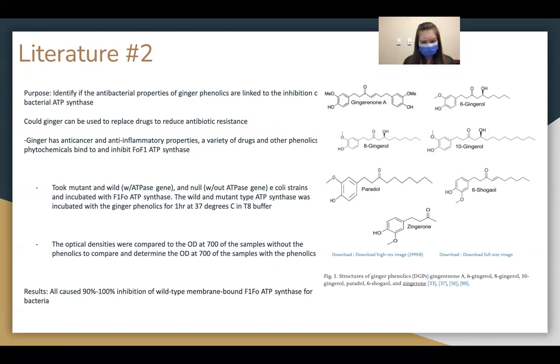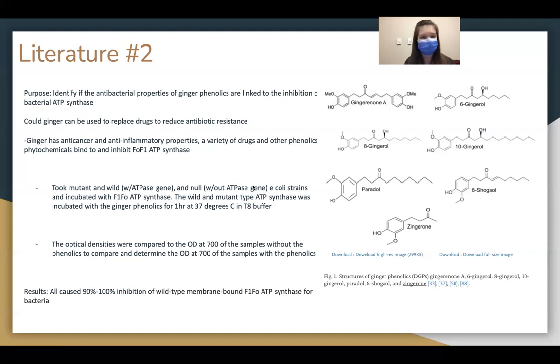to the samples without the phenolics at the optical density 700, and they determined the optical density of 700 of the samples with the phenolics using this. And they overall found that all the wild type membrane bound F1, F0 ATP synthase had a 90 to 100% inhibition for the bacteria.